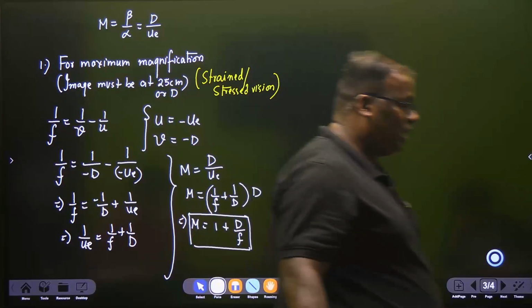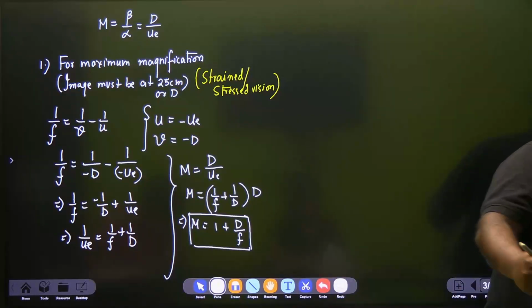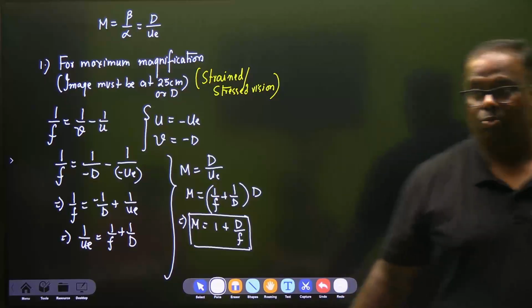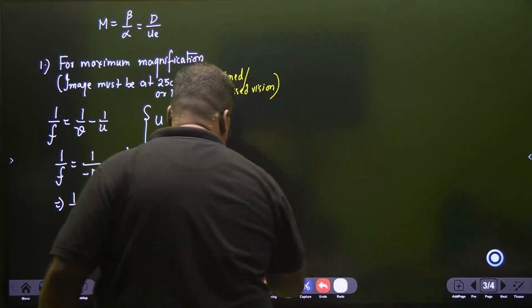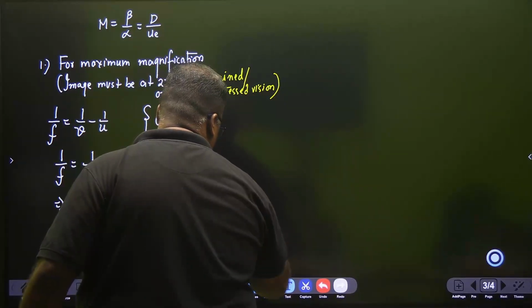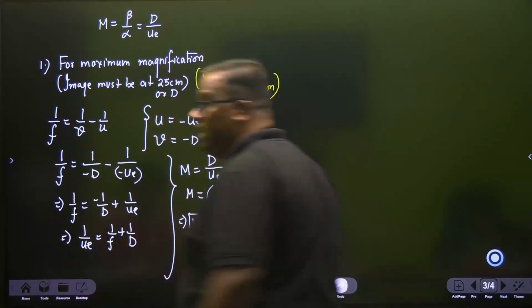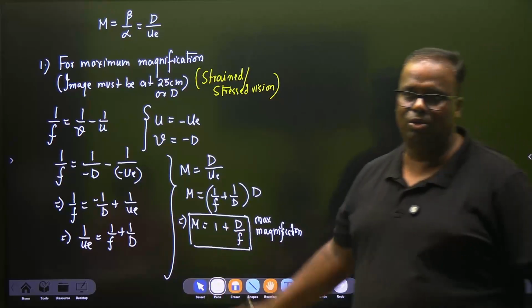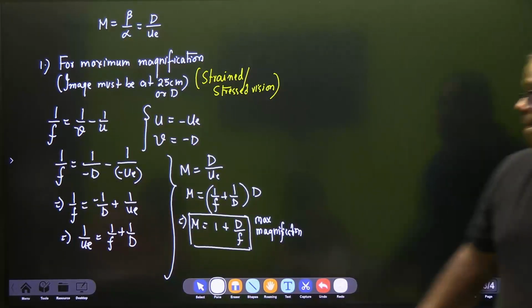What is the magnification of a hand lens? The magnification of a hand lens is always D by UE. What is the maximum magnification? This is the maximum magnification. Alright, children, just apply your common sense. You are adding a factor of 1. 1 as a factor got added. So this is much more magnification.